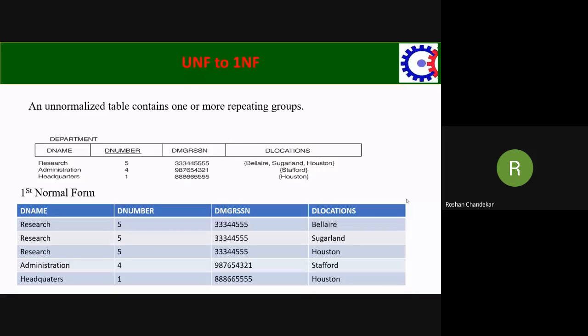So to convert the table into first normal form, we have to write a single value for each column. For Research, D location is Bellaire. For Research, D location is Sugarland. For Research, D location is Houston. We can separate the multi-valued attribute into single values, and that is first normal form.